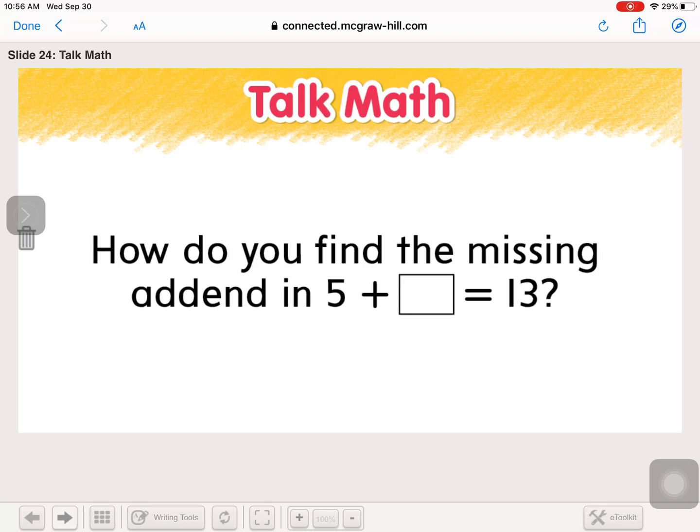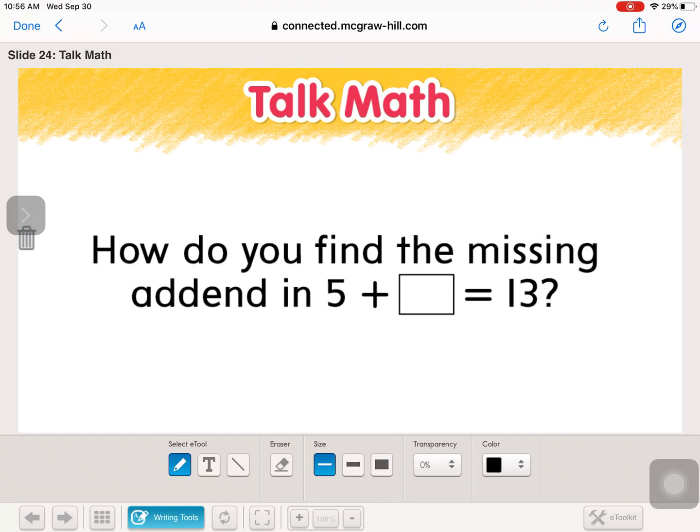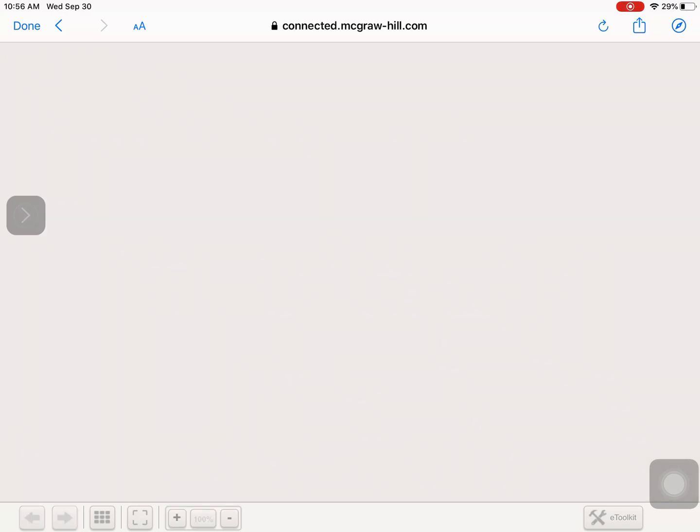All right, so how do we find the missing addend in 5 plus blank equals 13? We've got a couple of options. One is to start at 5 and count up until we get to 13. The other is to switch it around to a subtraction problem and think 13 minus 5 equals what? Either way, we're going to find our missing addend. I'm going to count back this time, 13, 12, 11, 10, 9, 8, and put in my missing addend.